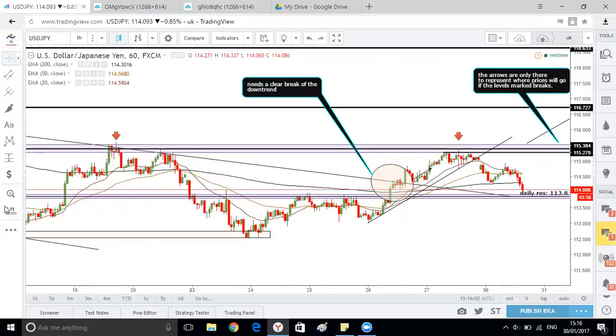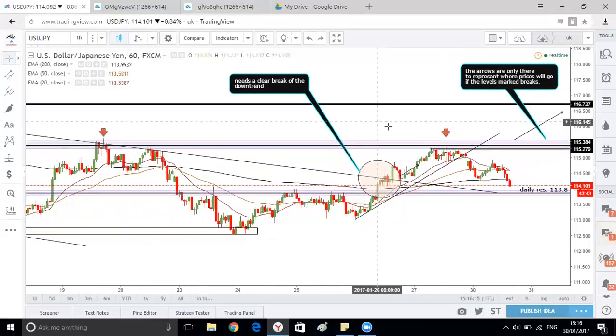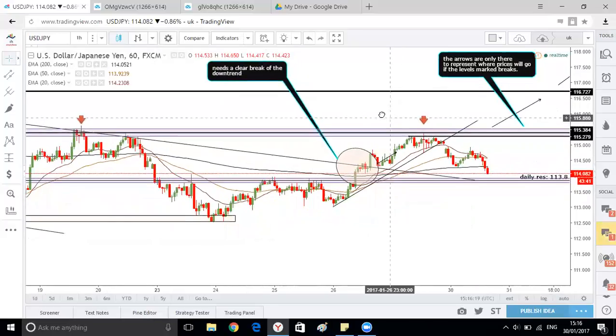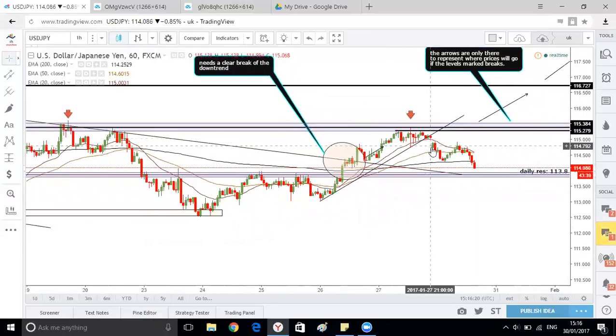For most of you, that would have been around, depending on where you entered, let's say my entry was about here somewhere. That would have been like 70 pips, 68 pips. You'd be happy with that. Now you can see the market did open, left a gap, and dropped all the way back down here.